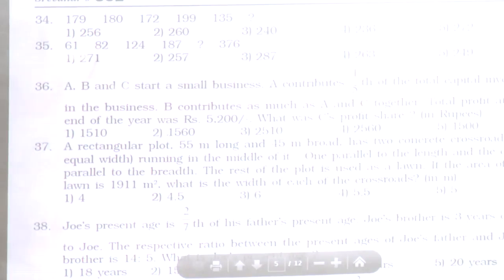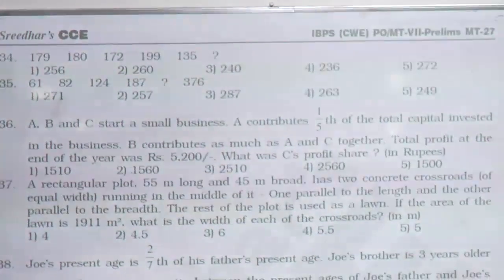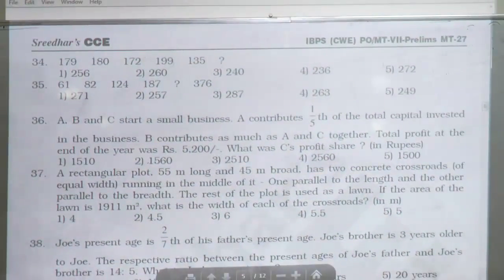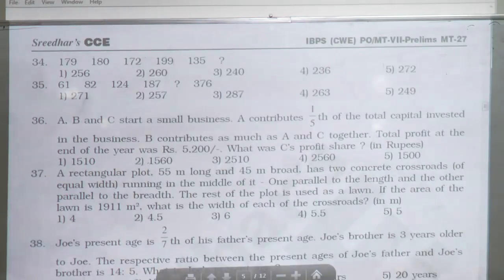Your major condition says B invests as much as A and C together. In the sense, B itself invests half of the amount. And A invested 1/5. What is the denominator? 5. Total value is 5 parts. Half of that is 2.5 parts, invested by B. So B invested 2.5, A invested 1 part, C 1.5 part. So ratio becomes 1 is to 2.5 is to 1.5.